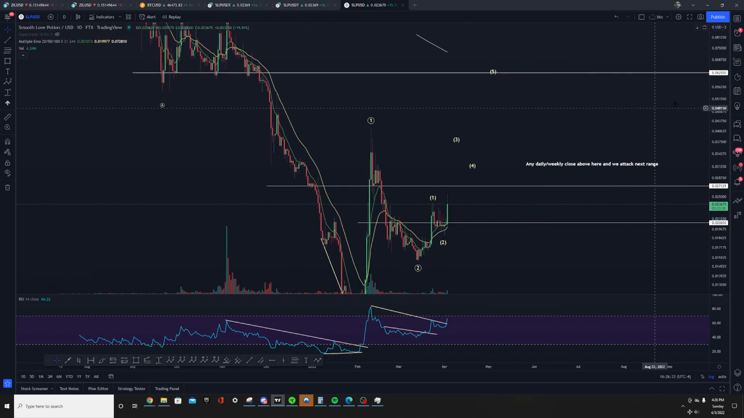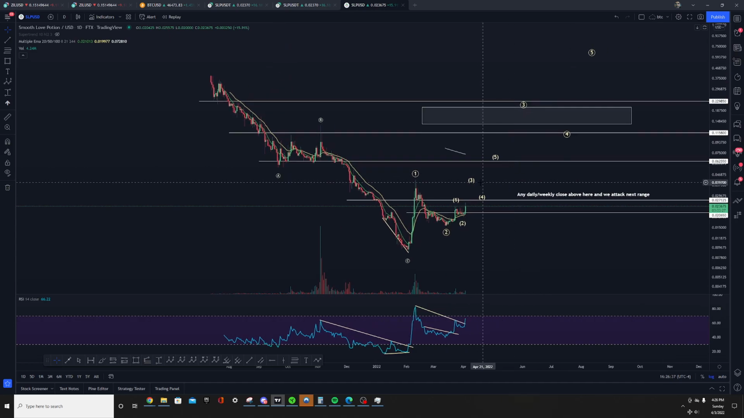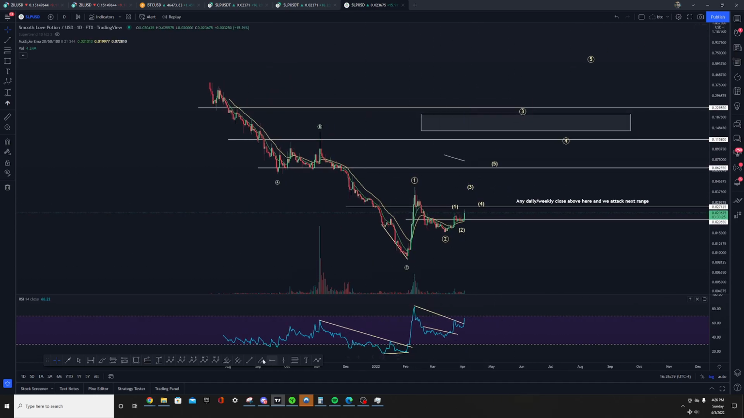Smooth Love Potions on a USD scale. If we're really bullish, and I don't want to jump ahead of the curve here, but let's just for some fun, let's see what kind of extensions we can get to.